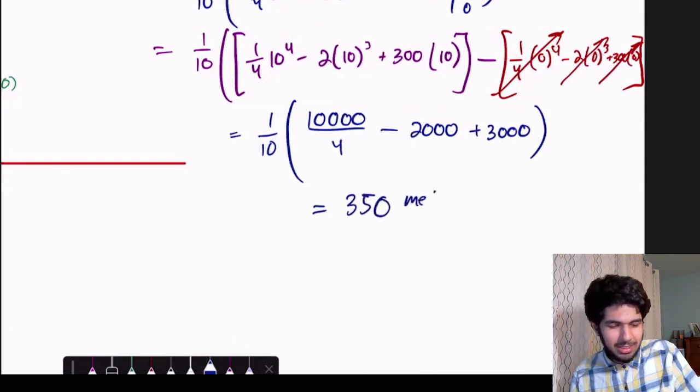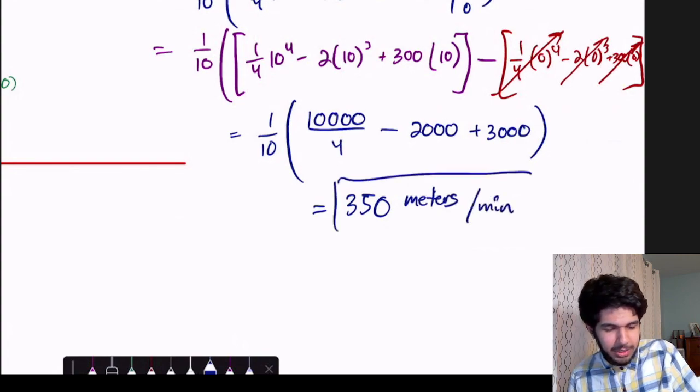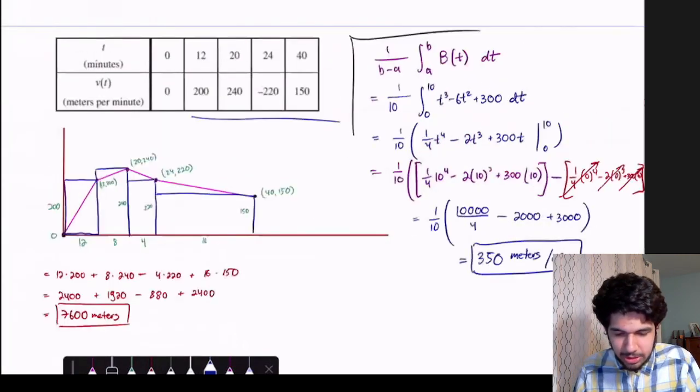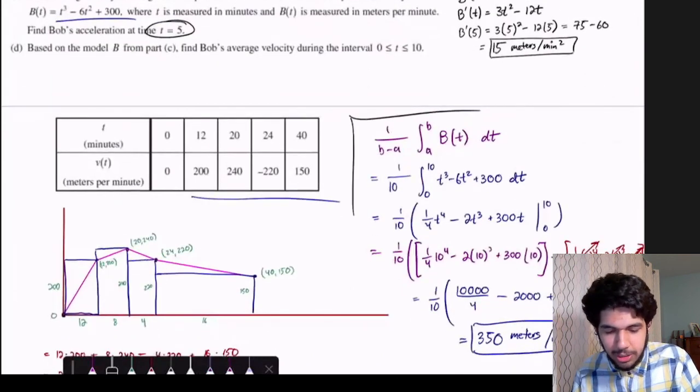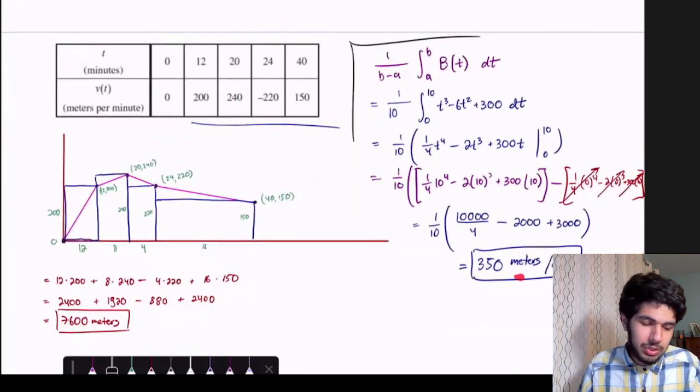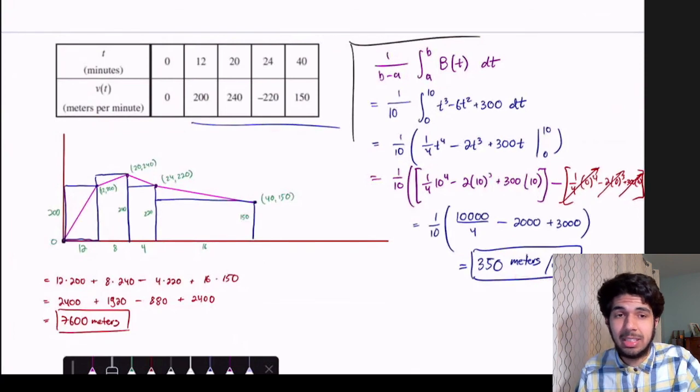350 meters per minute. That's our final answer. Make sure that our units match, or at least make sense. We're trying to find average velocity, so this is why we have these units as our units for velocity.